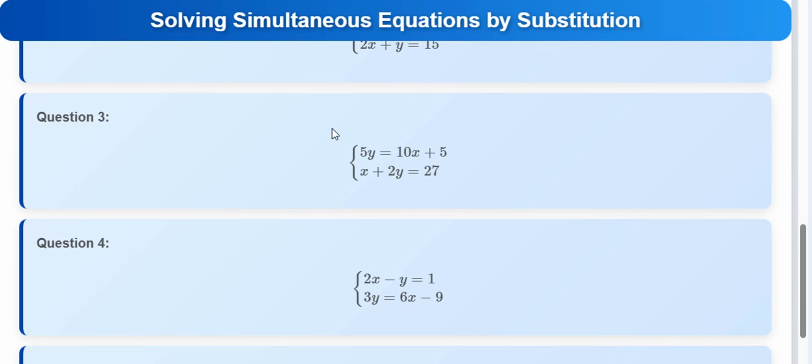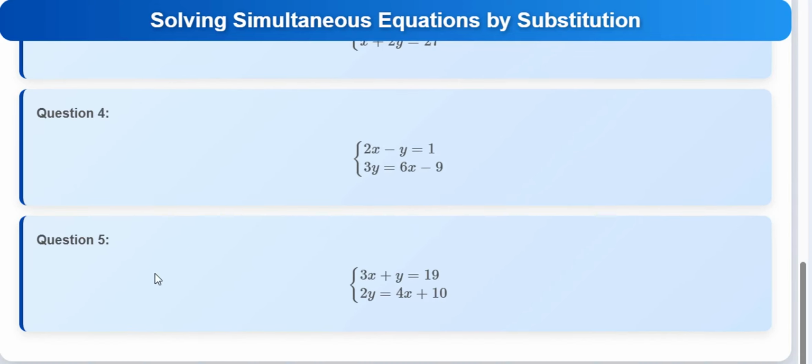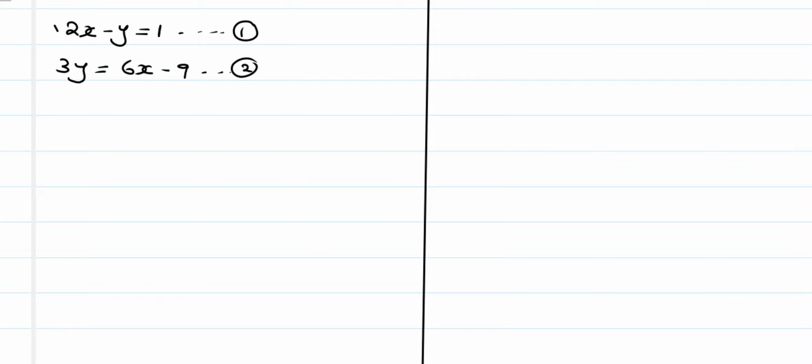Can you again try question 3 and question 5? Then let us solve question 4 as our final question. So we have 2x minus y is equals to 1, and 3y is equals to 6x minus 9. So we call the first one, of course, equation 1, and then the second one, equation 2.